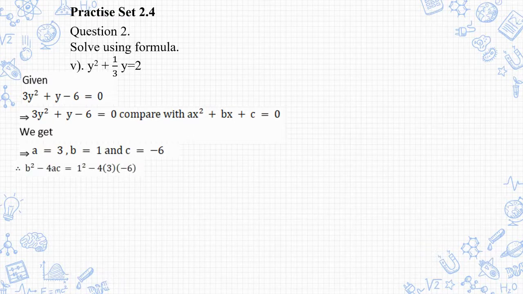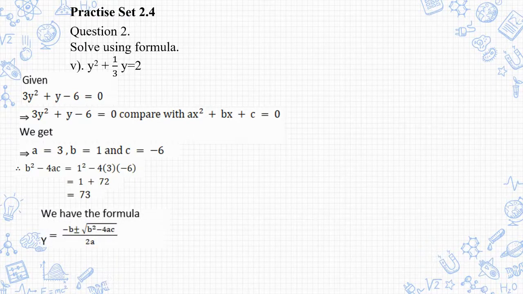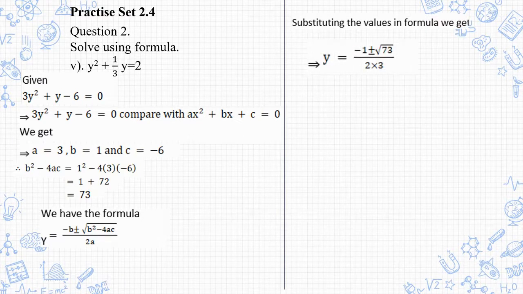We find out b squared minus 4ac. b is 1, so 1 squared minus 4 into a, that is 3, so 4 into 3 into c, that is minus 6. We solve this, you get 1 plus 72, which is 73. Now use the formula y is equal to minus b plus minus under root of b squared minus 4ac upon 2a. Substitute all the given values. B is 1, plus minus under root of b squared minus 4ac is 73, upon 2 into a. So a is 3, so you have 2 into 3, 6.